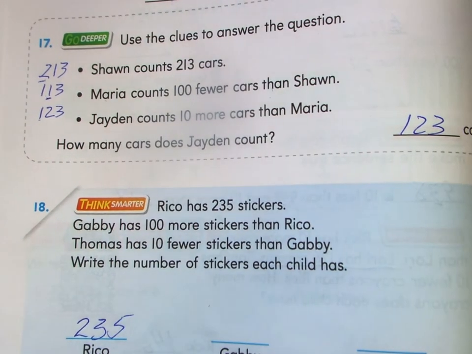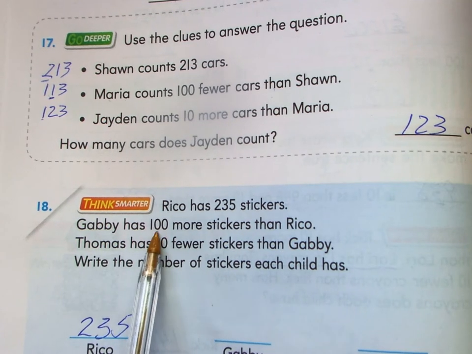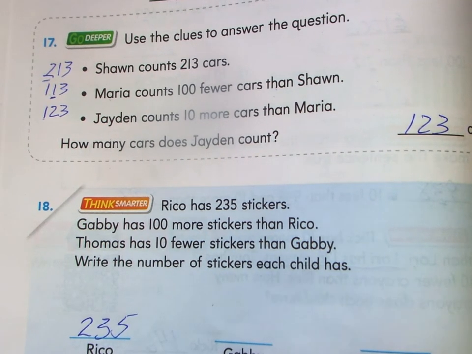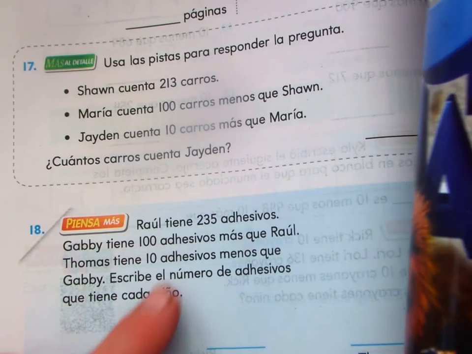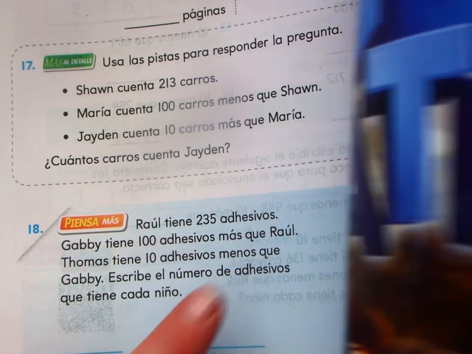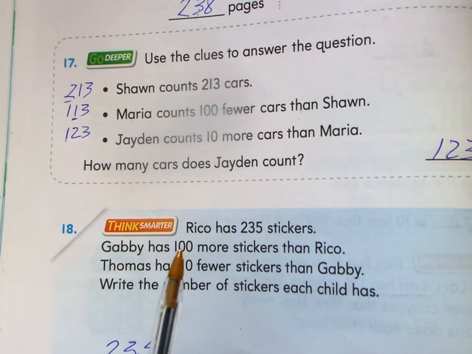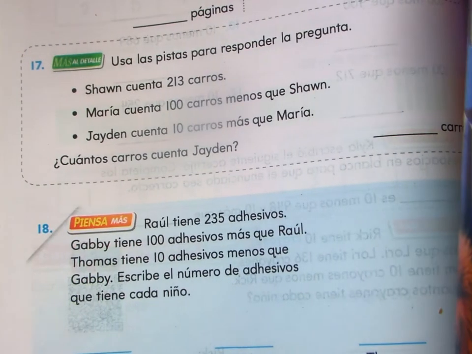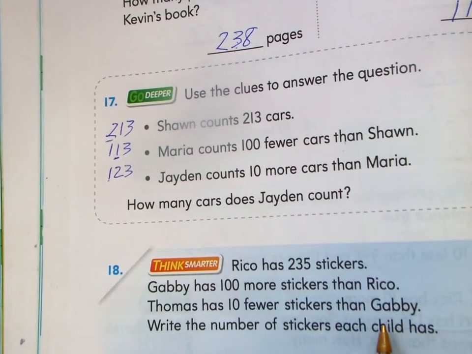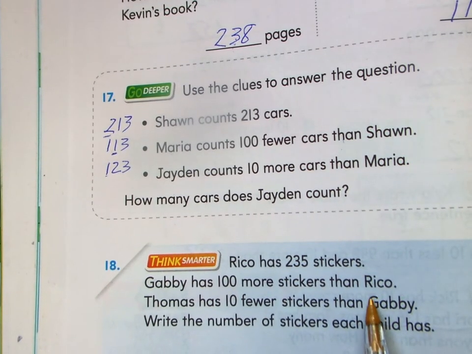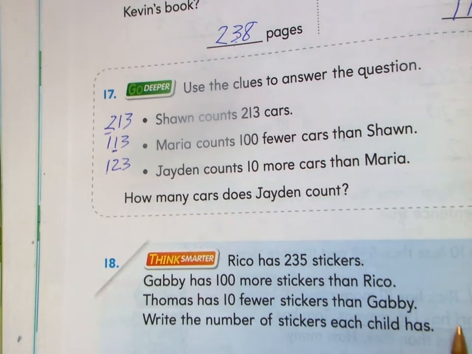That one's easy. Gabby has 100 more stickers than Rico. Gabby tiene 100 adhesivos más que Rico. Que Raúl. Sorry, Raúl. Hey, they changed the name. This says Raúl. This says Rico. They don't like Rico in Español because Rico means rich, I guess.